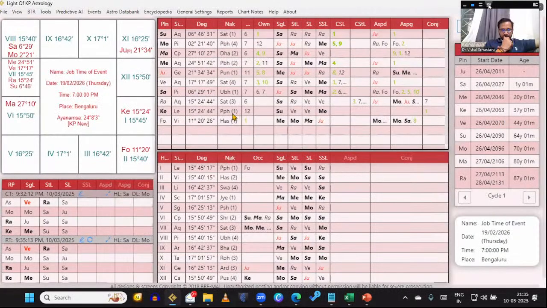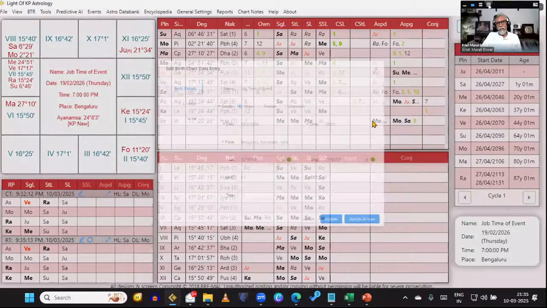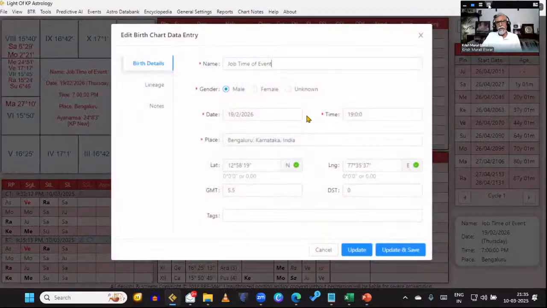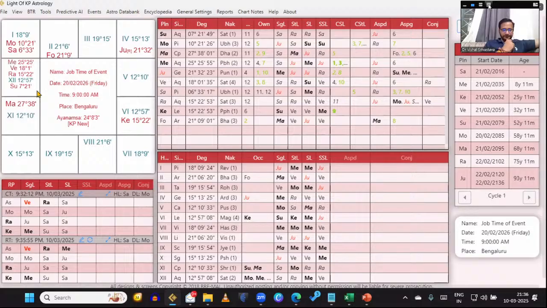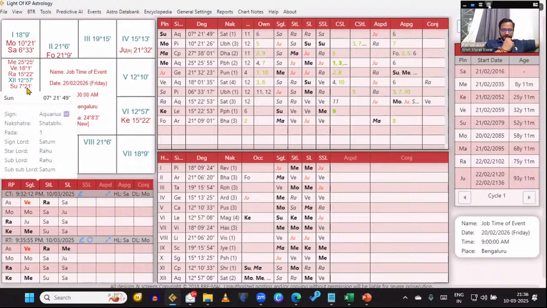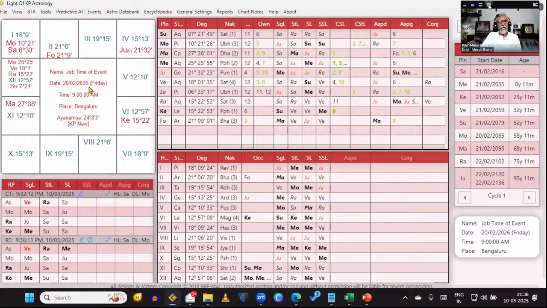So now we need to take ideally next day morning around 9 a.m. Now you will find moon is in Uttarabhadrapada nakshatra, owned by Saturn. And sun continues to be in Satabhisha nakshatra. So 20 February 2026, 9 a.m.